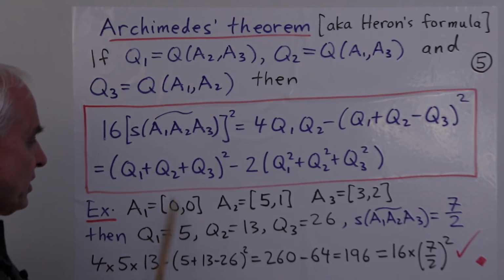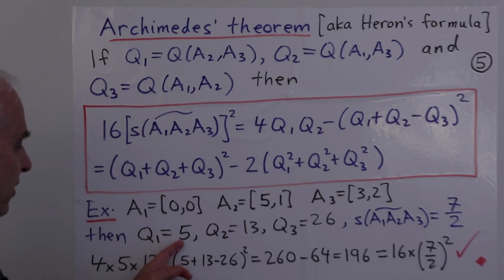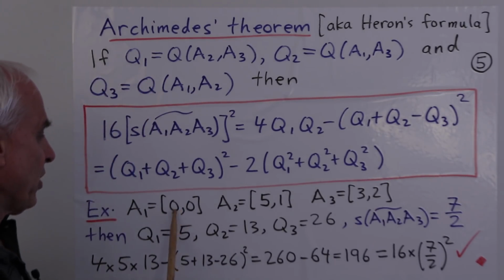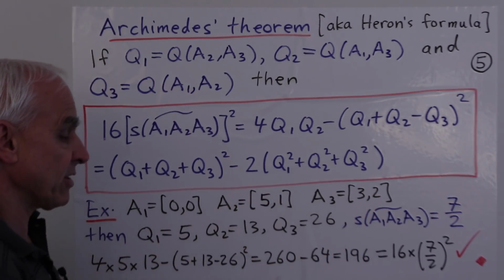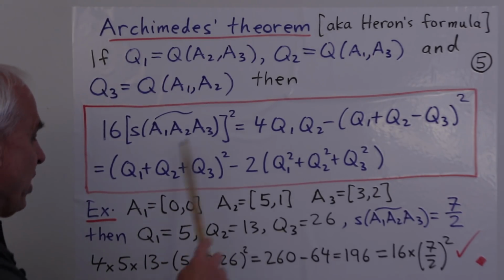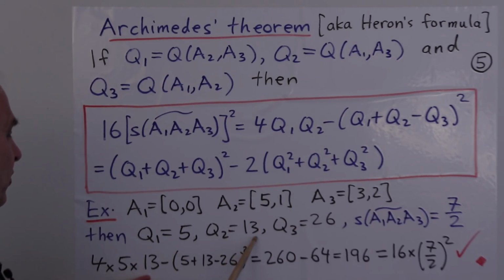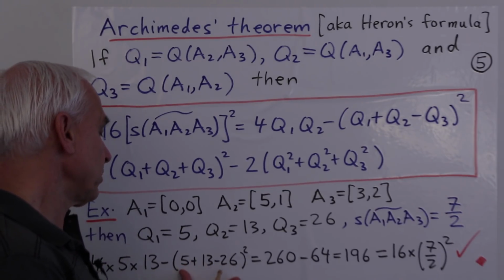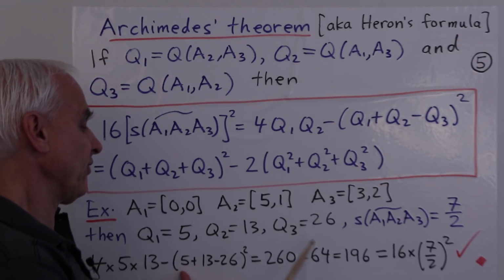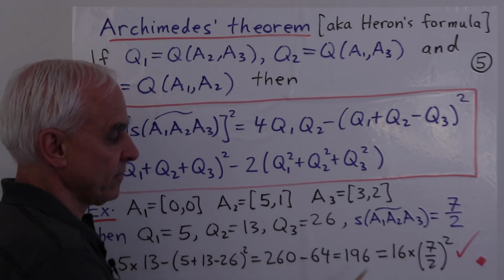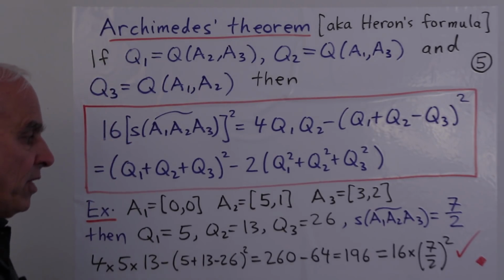So for example, if A1 is (0, 0), A2 is (5, 1), A3 is (3, 2), then you can check that the 3 quadrances are 5, 13, and 26 by taking half of a cross product. The cross product of the vectors (5, 1) and (3, 2) will be 10 minus 3. That's 7 divided by 2. That's the signed area. And in terms of the expression here, if we use this one here, 4 times 5 times 13 minus (5 plus 13 minus 26) all squared. This is 260. This is minus 8 all squared, that's 64. There's a minus sign, and so you get 196, and that is indeed 16 times 49 over 4. So in other words, 4 times 49.